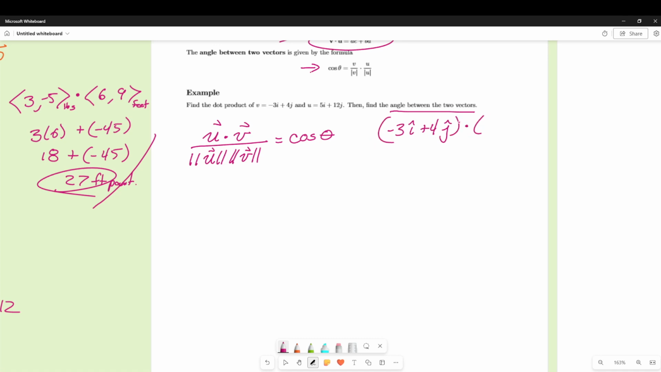Notice these are all normal parentheses because I'm not writing it as a position vector. I'm just using the parentheses to break up where the dot product is. And then 5i plus 12j. So our dot product will just be, again, product of like components. So negative 15 plus 48, which is what, 33? Is that right? Yeah, 33. So that's our dot product.